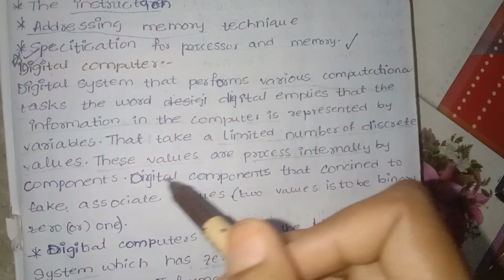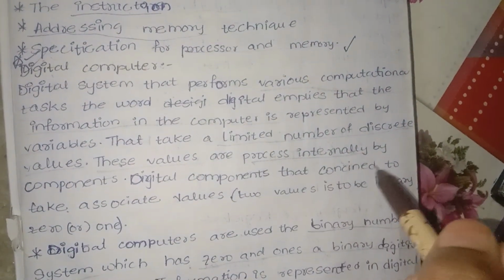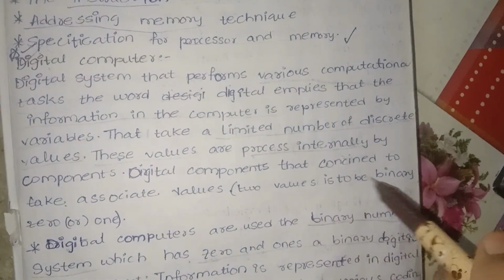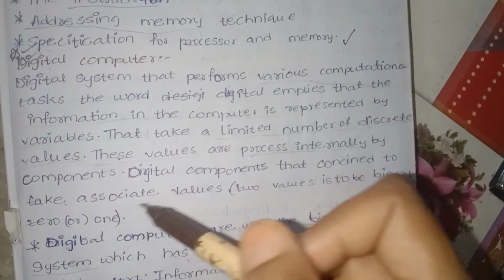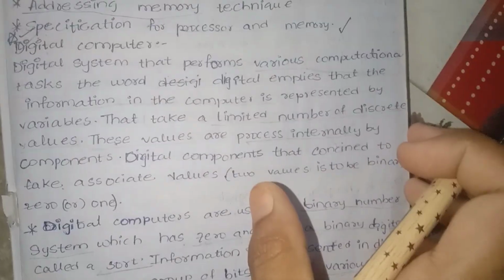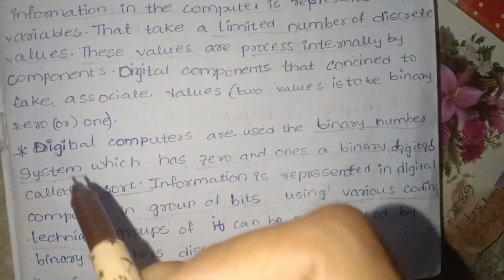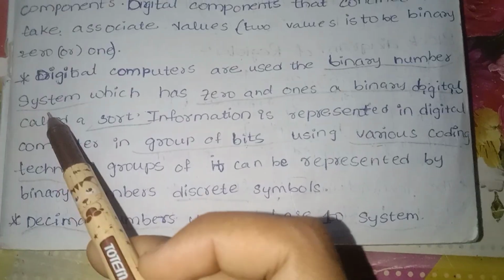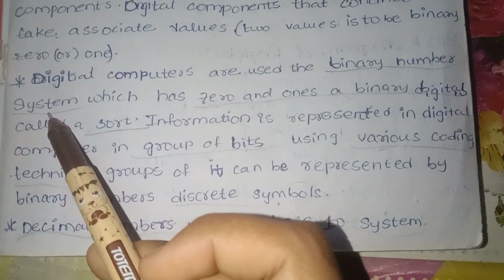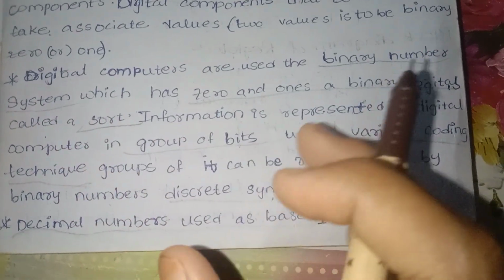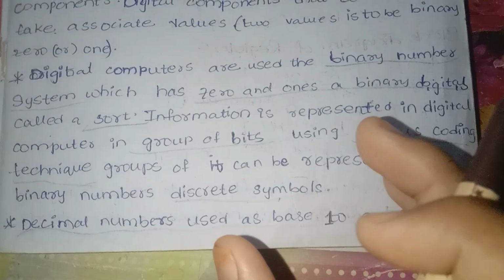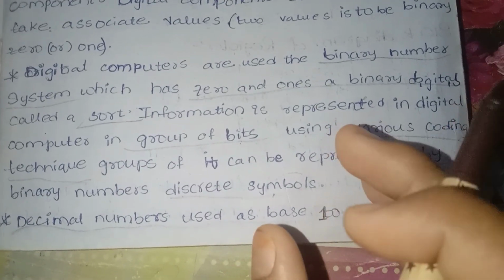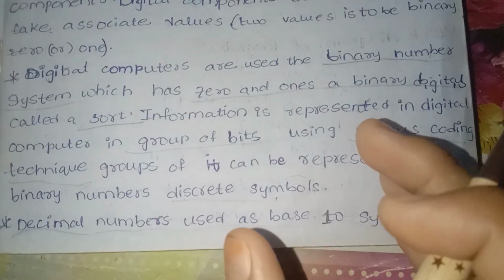Internally, digital components are designed to take two values, binary 0 and 1. This is the process of a digital computer. In depth, digital computers use the binary number system. It is done with different systems like binary, octal, decimal, hexadecimal. These are the number systems.